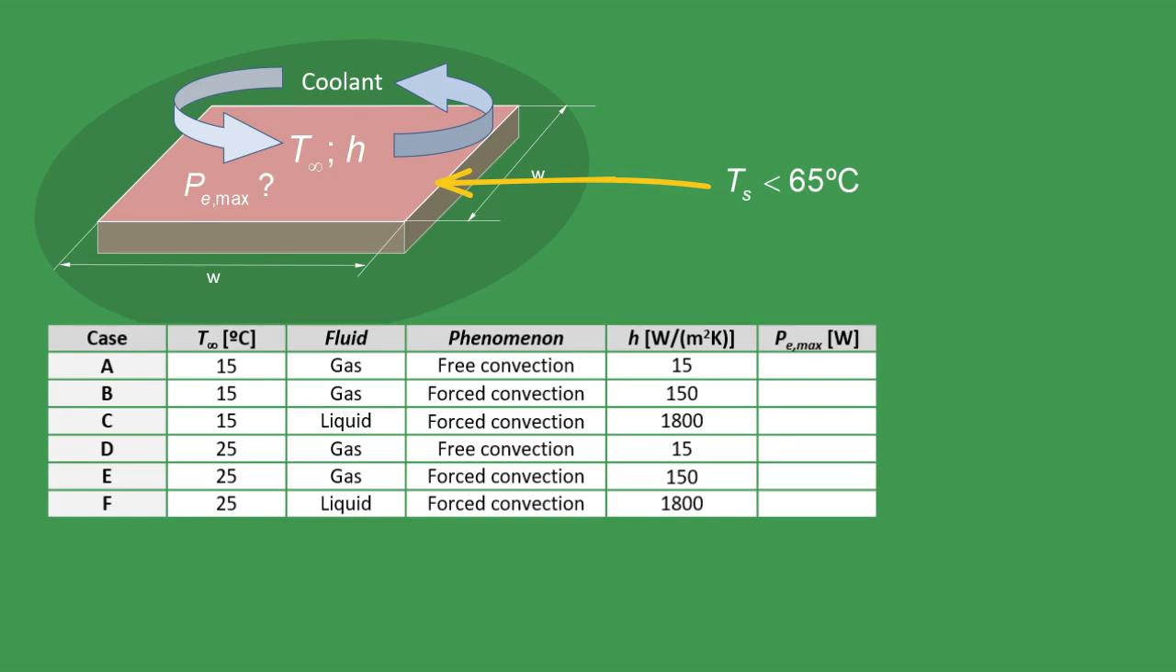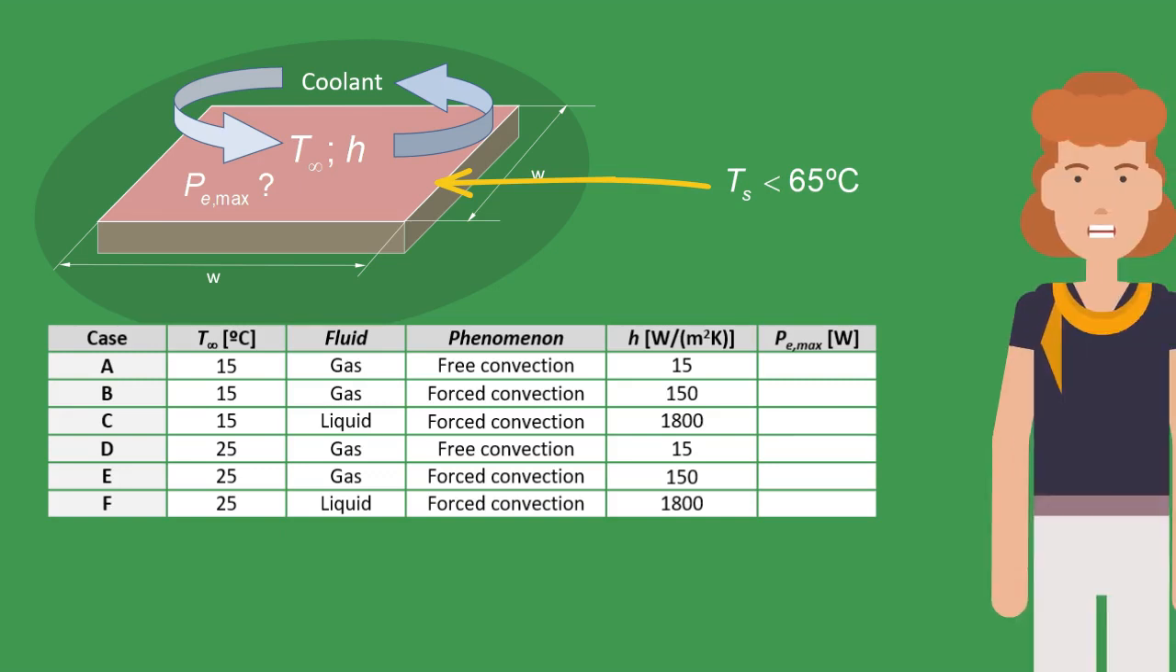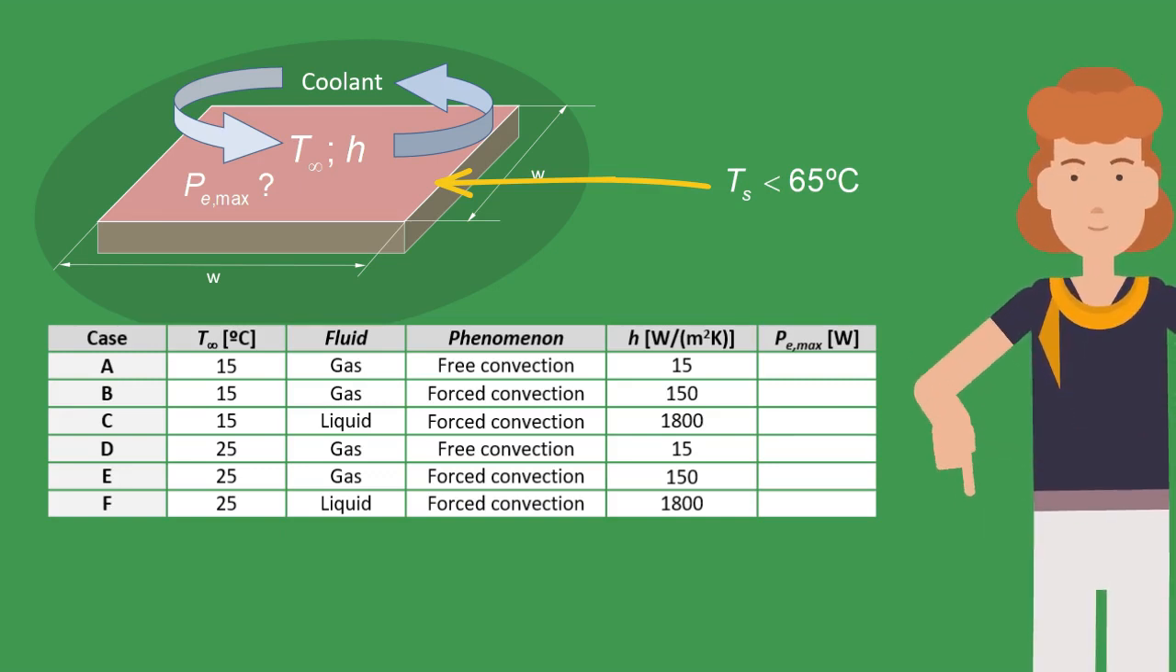Analyze the 6 cases using the data for the coolant temperature and convection coefficient shown in the table. Stop the video now and try to calculate the maximum power for each case. Additionally, analyze the results.